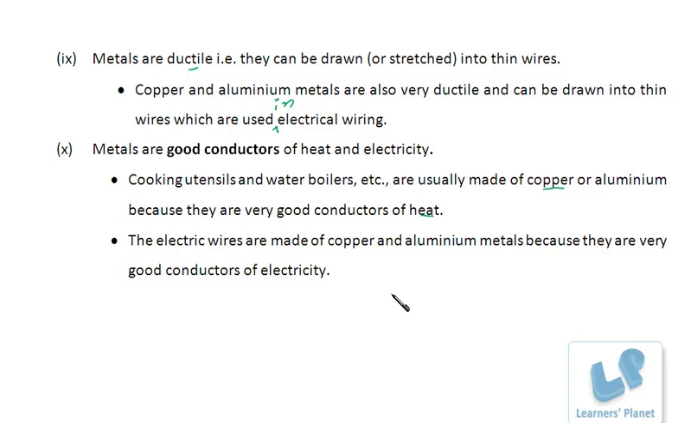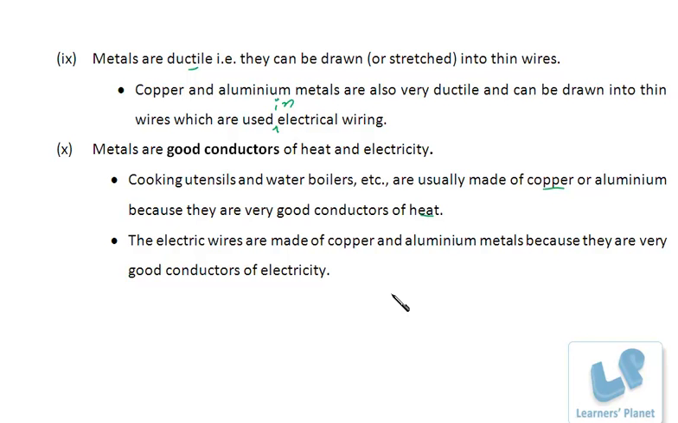So can we just revise the properties of metals? Metals are very hard. They have got a close packed arrangement of atoms, right? Metals exist as solid except for mercury, which exists as liquid. Metals are malleable and ductile. That is, they can be beaten into sheets or drawn into thin wires. Metals are very good conductors of heat and electricity, right? Metals are sonorous. Metals have got a shiny surface.